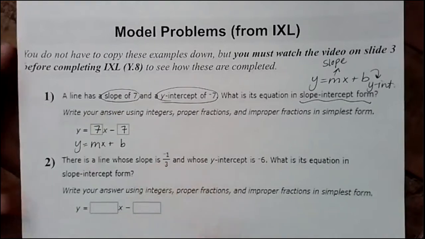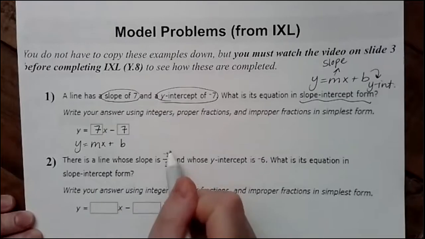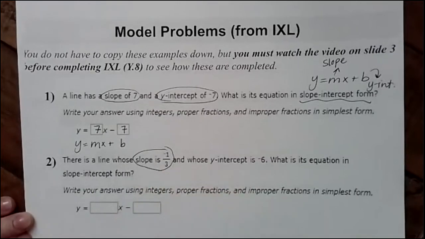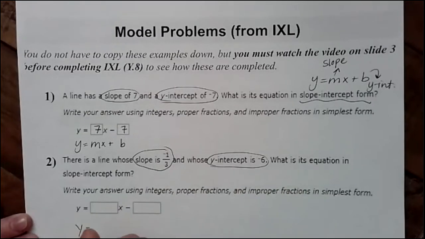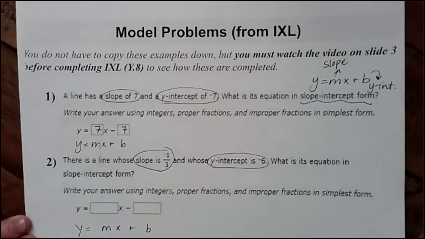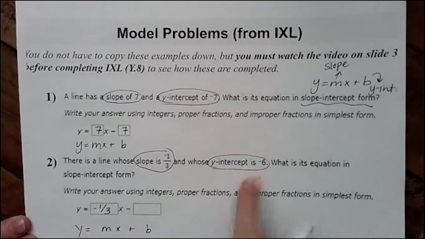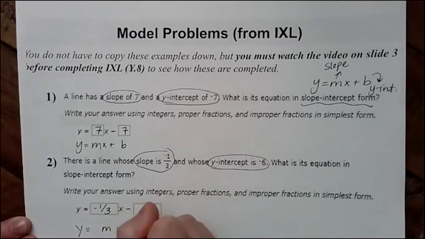So it looks like I have a fraction. Same thing applies. There is a line whose slope is -1/3 and whose y-intercept is -6. What is the equation in slope-intercept form? Again, slope-intercept form is simply y equals mx plus b. In this case, we have another negative for the y-intercept, and my slope is negative, too. So my slope is -1/3, so I simply put -1/3 here. And then my y-intercept is -6, so it's already subtracting, so it's just going to be 6.